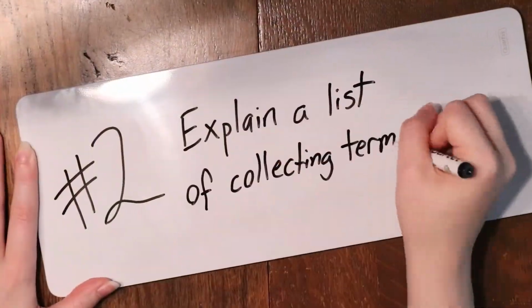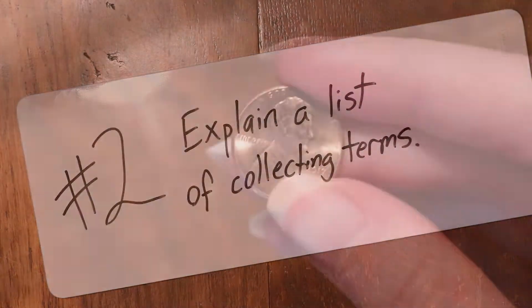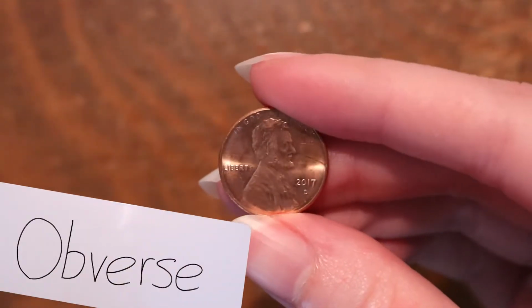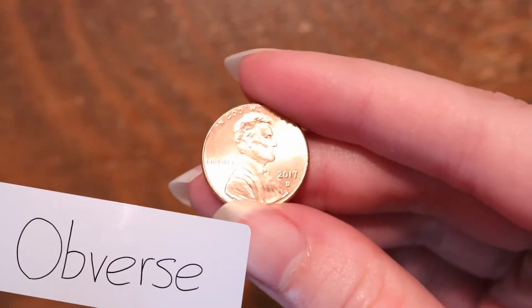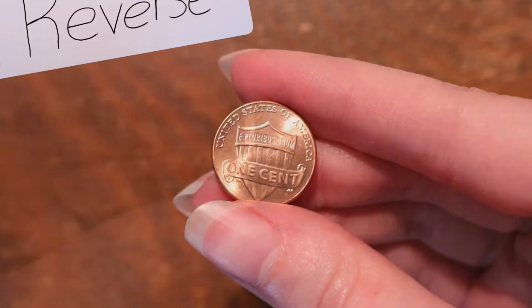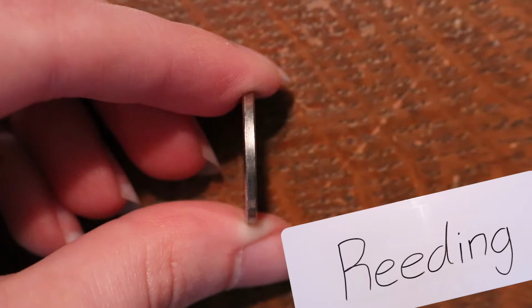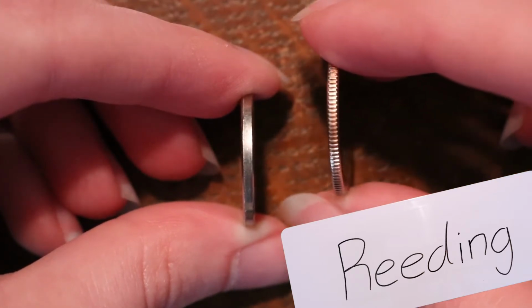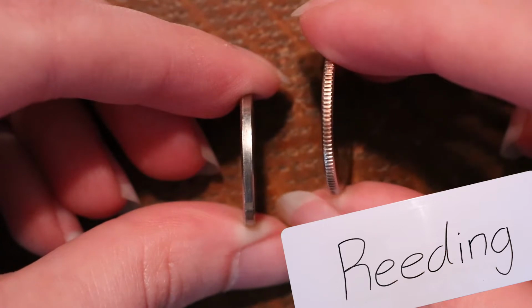Requirement 2. Explain a list of collecting terms. Obverse, the front of a coin. On circulating US coins, this is always the side with a portrait. Reverse, the back of a coin. Reeding. The edges of some coins, like nickels, are smooth, and others have small ridges. These ridges, found on dimes and quarters, are reeding.